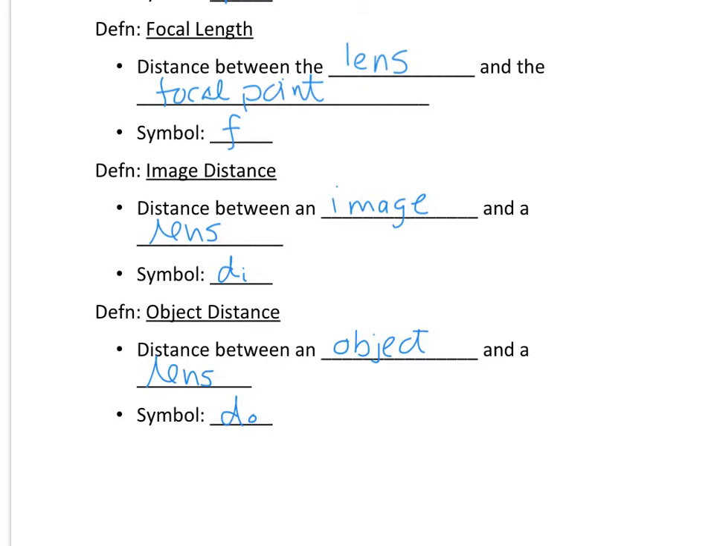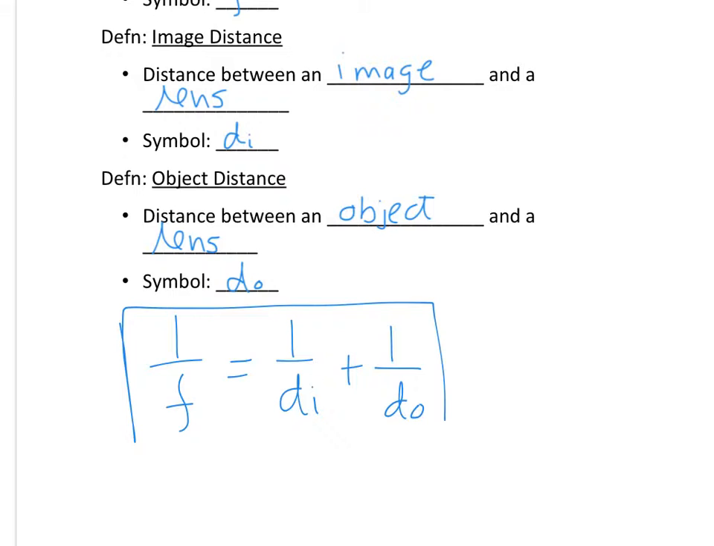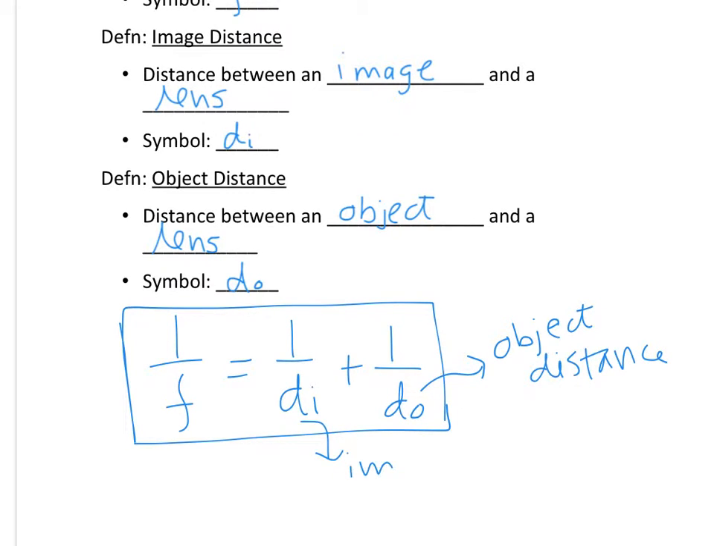And all of this is related using the lens equation. 1 over f equals 1 over d_i plus 1 over d_o. So this is all reciprocals. We saw this when we were doing resistors. d_o is object distance. d_i is image distance. And f is the focal length. So it's a pretty easy equation to use. Given two of the three, you can find the third. You already saw this in the converging lens lab. It should have derived this equation.